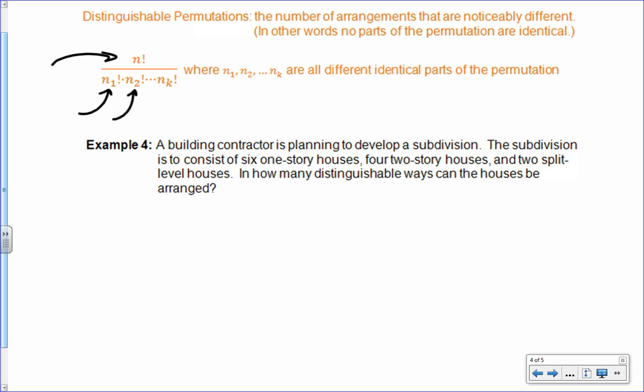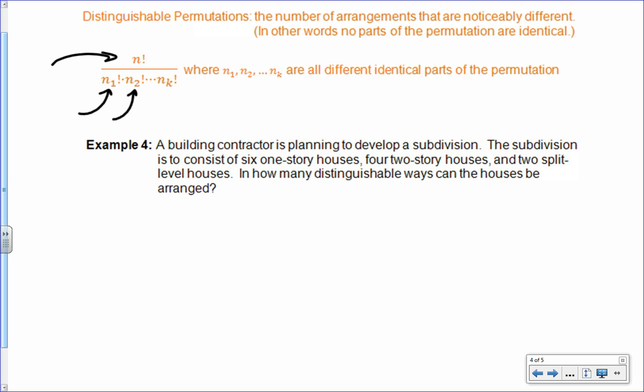So a building contractor is planning to develop a subdivision. The subdivision is to consist of 6 one-story houses, 4 two-story, and 2 split level. So what they're saying is all 6 of those one-story houses are going to look exactly the same. The two-story houses, all 4 of them will look exactly the same. And the split level, all 2 of them will look the same. How many distinguishable ways can the houses be arranged?